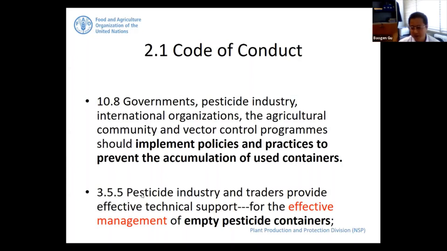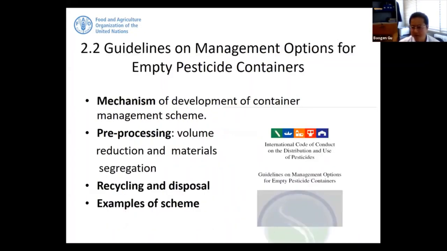Another article states that the pesticide industry and traders should provide effective technical support for effective management of empty pesticide containers. Angelo informed us that CropLife and its member pesticide industries are actively involved in container management programs. FAO and WHO also developed guidelines on management options for empty pesticide containers. From these guidelines, you can learn the key elements of an empty container management scheme. Dr. Detlef already addressed some elements, and Andre's presentation also addressed these issues, so I will not go into details.